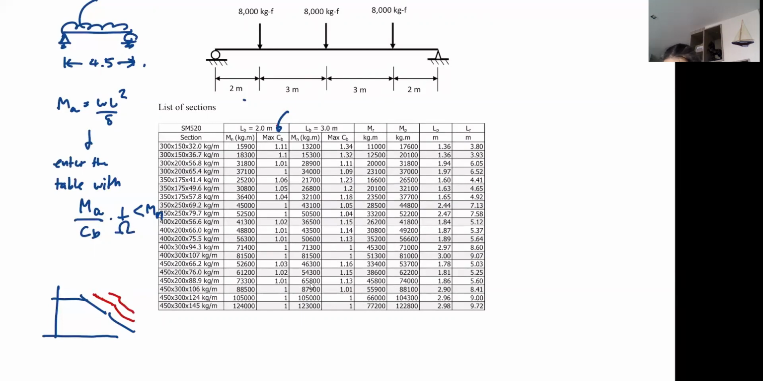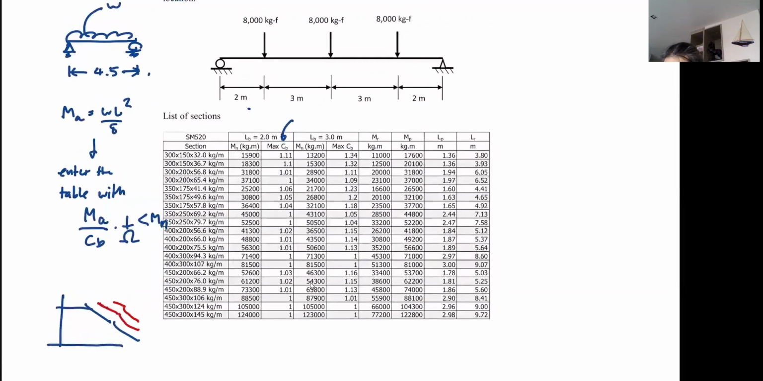So let's say you pick this beam for your design at 2 meters. This is not MP, but it's very close to MP, so the room for CB is only 1.11. As soon as your CB exceeds 1.11, the value that you are going to have, multiplied with this, you're going to exceed your MP. Do you understand that?